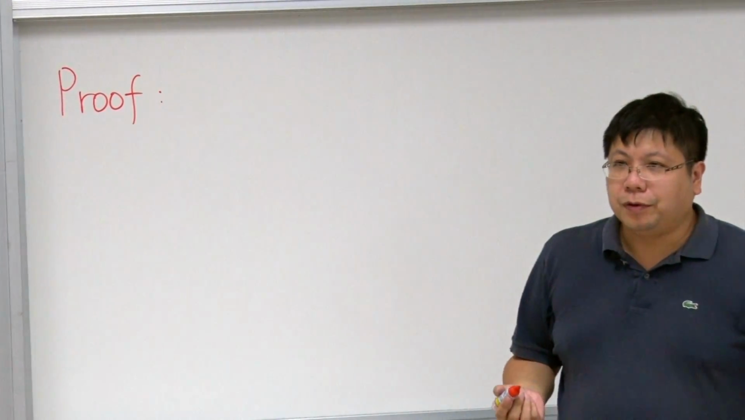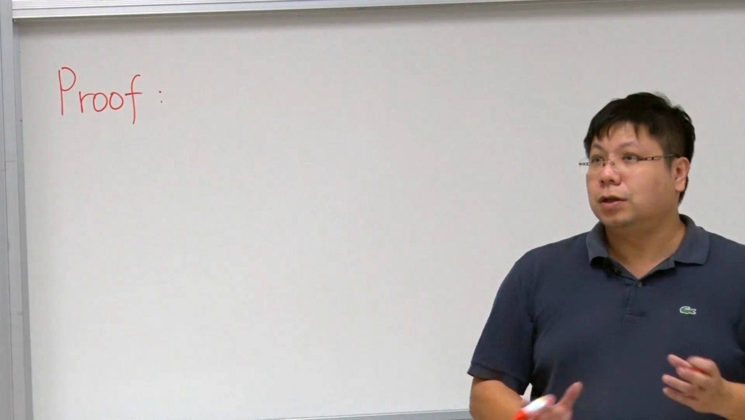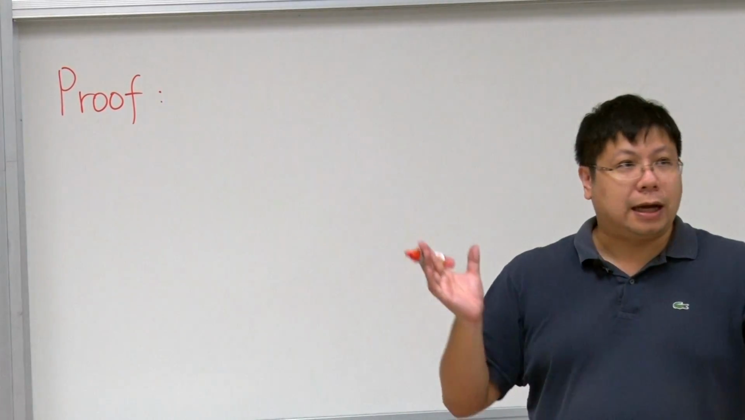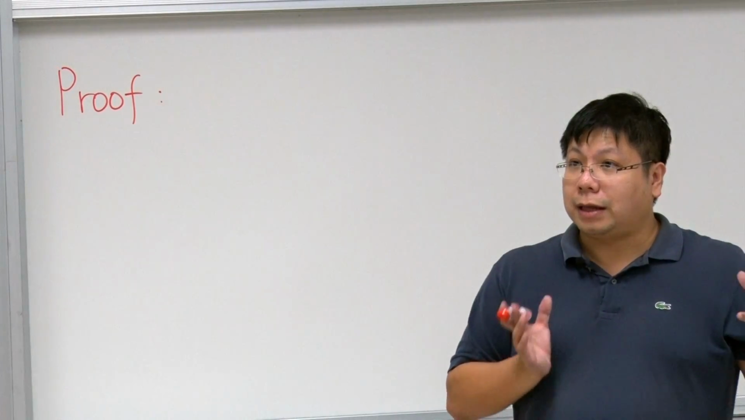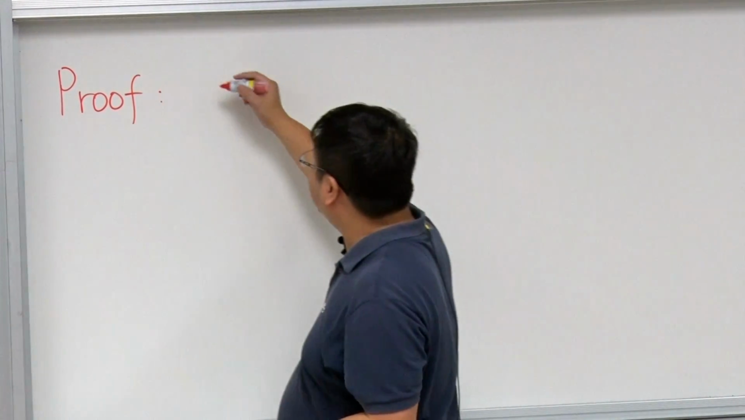Okay, what do we need to prove? We want to show that they are either disjoint or they are the same. So let's assume that they are not disjoint. In that case, we want to show that they are the same. Is that okay? Okay, so proof.